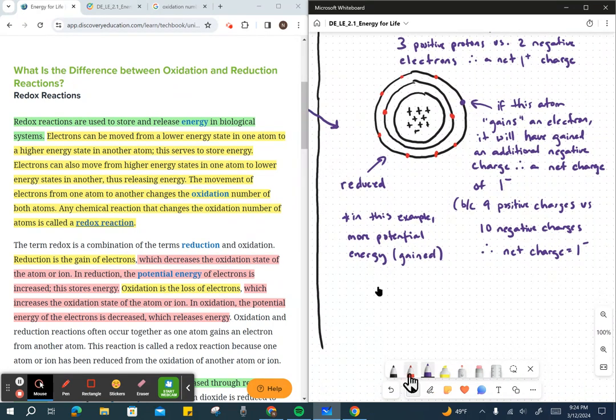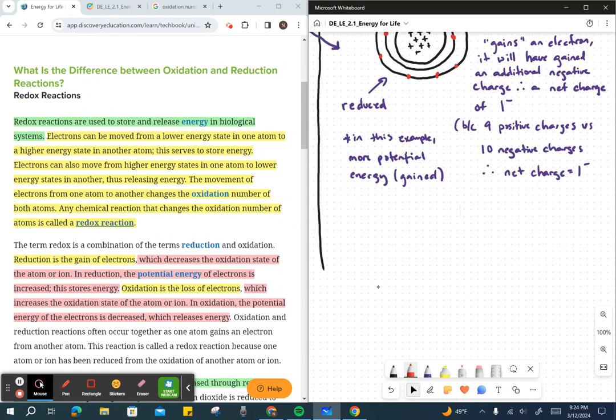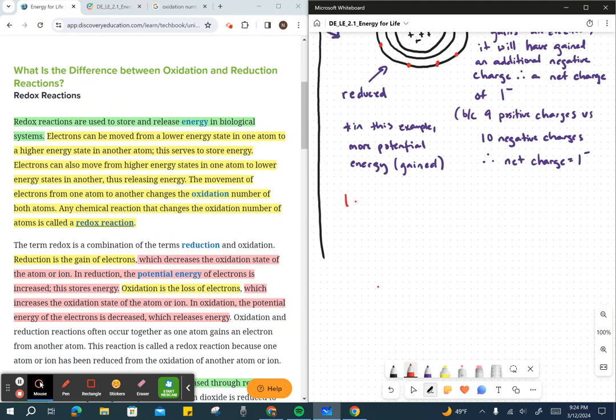I think maybe what we should do here is write this expression down in case you have not done that yet. Leo the lion says grr, right? And for Leo the lion, this is lose electron is oxidation. Okay? Lose electron oxidation. That's Leo.